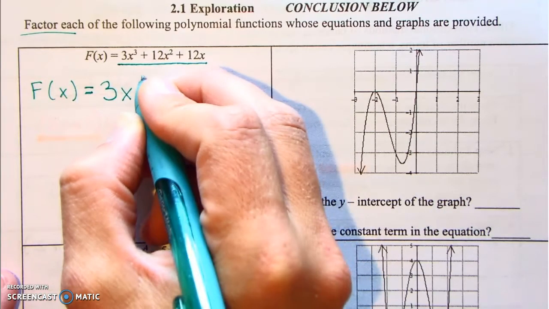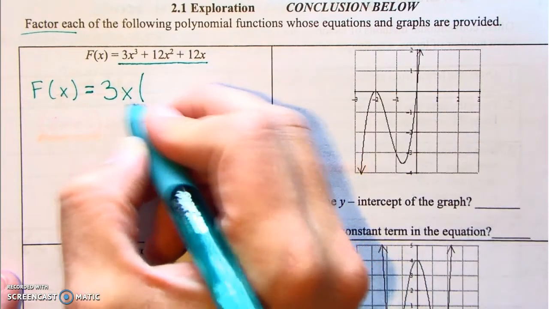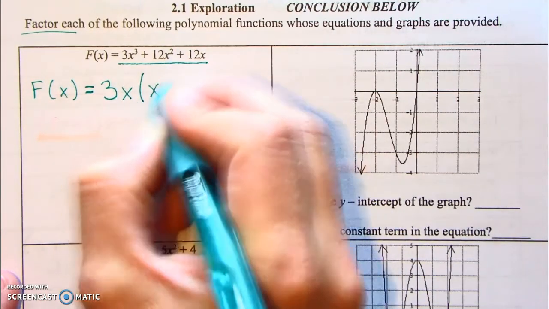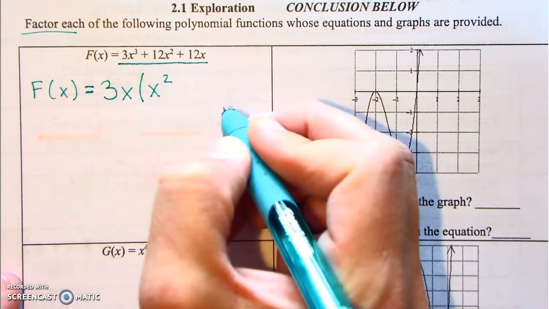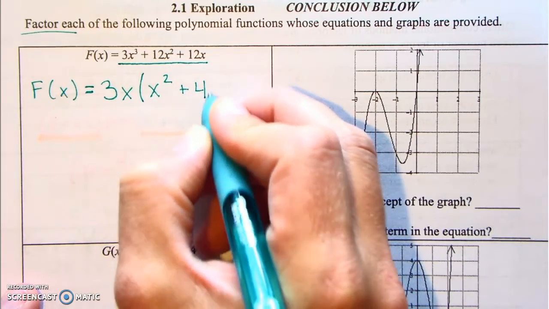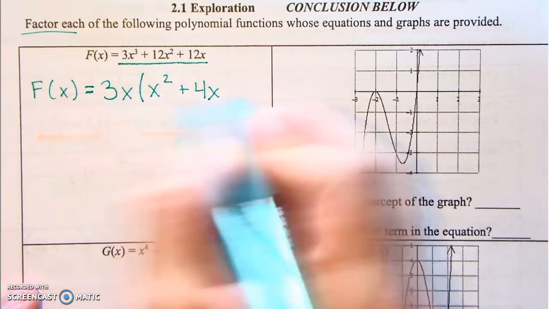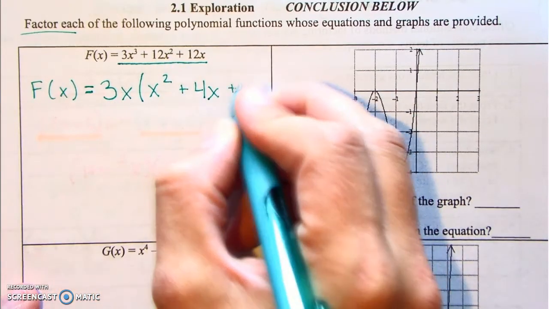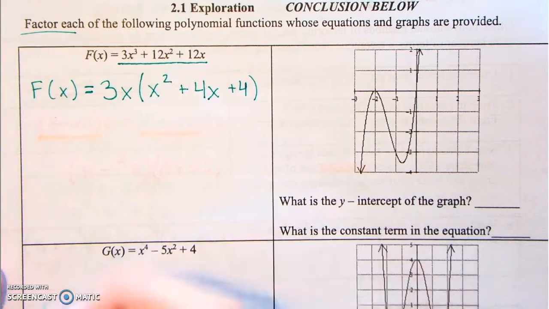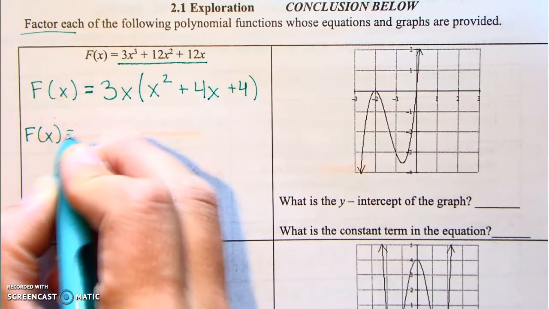When you take out the greatest common factor, you start a new parenthesis. And 3x times x squared gives me 3x cubed. Okay. 3x times 4x would be 12x squared. 3x times what is 12x? Just a 4. After you factor out the greatest common factor, you say, can I factor again?